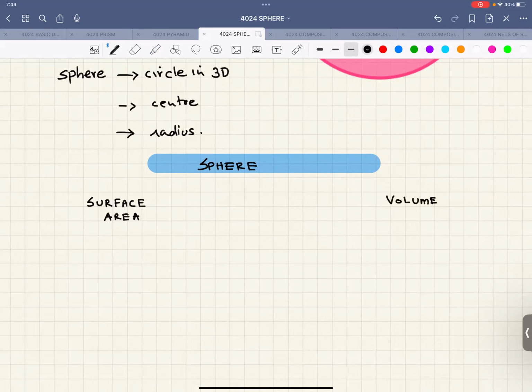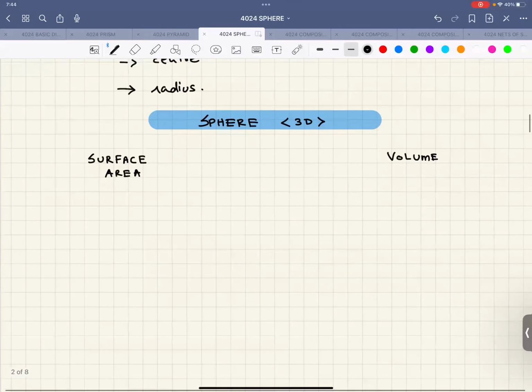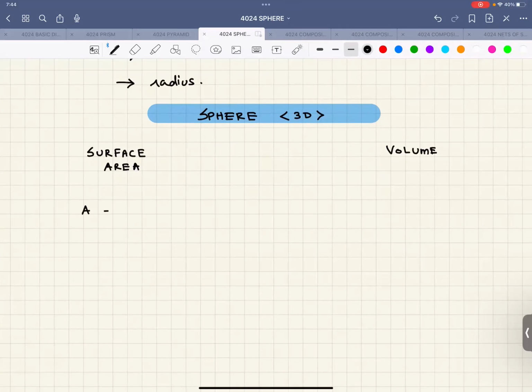Now keep in mind, whenever we are dealing with a 3D solid, we are dealing with a surface area and a volume. Surface area, the formula is 4 pi r square. It's 4 times the area of circle. That's also a good way of remembering it. And volume is 4/3 pi r cube.